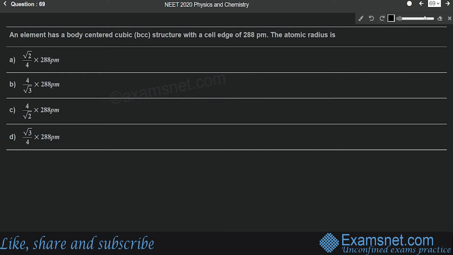Okay, now question number 69 is from the solid state, and the question is an element has a body centered cubic, that is BCC structure, with a cell edge of 288 picometer. The atomic radius is, so we have to find out R, and cell edge is given, that means A is given. Okay, so we know that for body centered cubic, that is BCC, root 3 into A is equal to 4 into R, where A is the edge length, okay, whereas R is the radius.